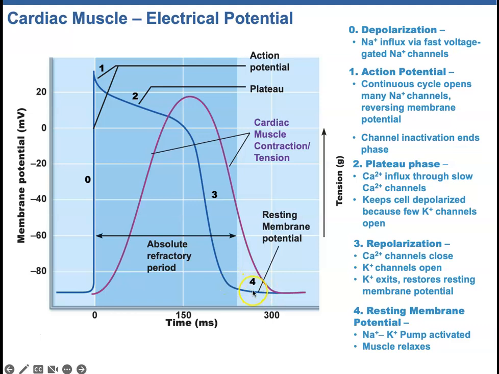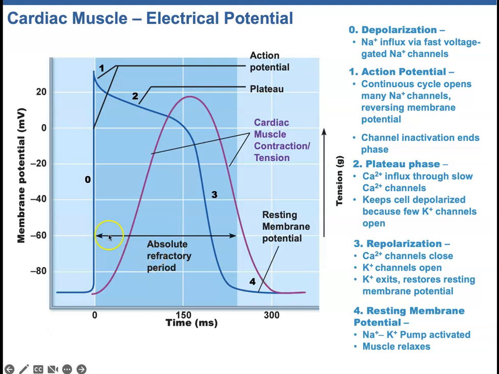Then we get down to phase 4, and at phase 4, now we have the restoring of the resting membrane potential. So up here, where we had the cardiac muscle contraction tension at its max, this was your cardiac systole. And then down here, where we now restore that resting membrane potential, now we have diastole.